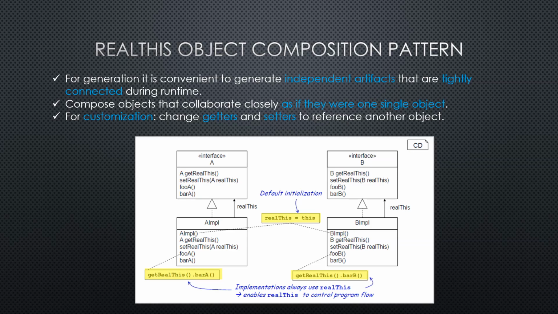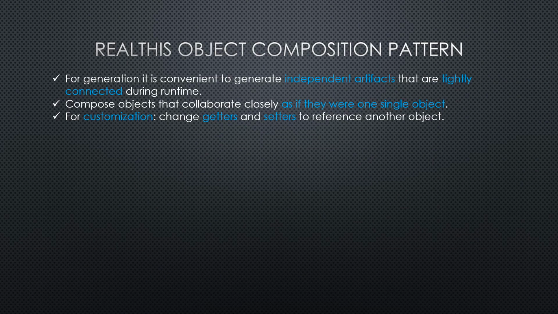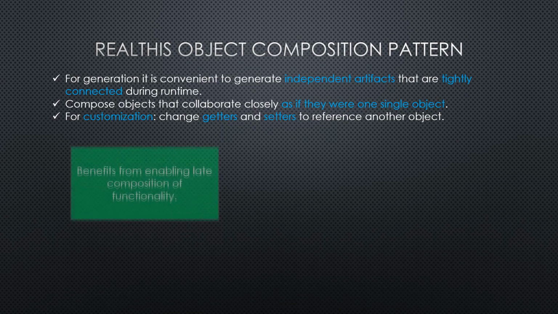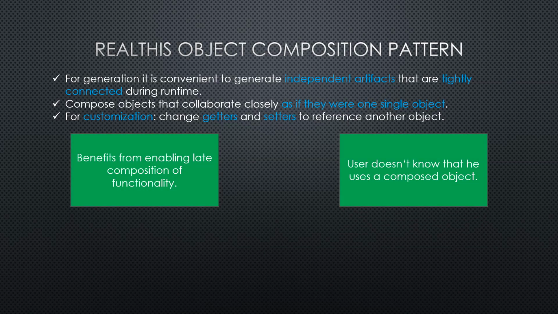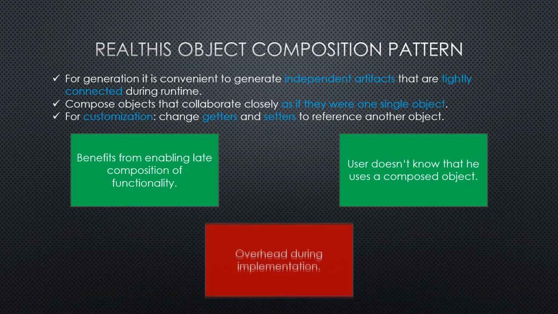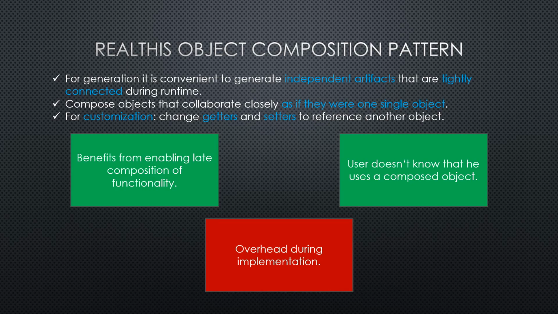In general, the RealThis pattern benefits from enabling late composition of functionality. The user will not even know that he works with a composed object. A drawback, however, is the overhead during implementation, because every occurrence of this has to be correctly replaced by RealThis.